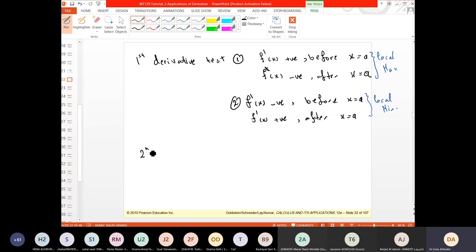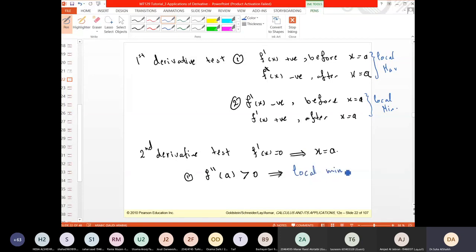Then the second derivative test. If I get f dash x and I make it equal to 0, and from here I get a point that is x equals a. First, if f double dash at a is positive, this means that my point is what? If f double dash is positive, it means concave up, so my point is bottom, it means my point is a local minimum. That's correct. My point is a local minimum point.